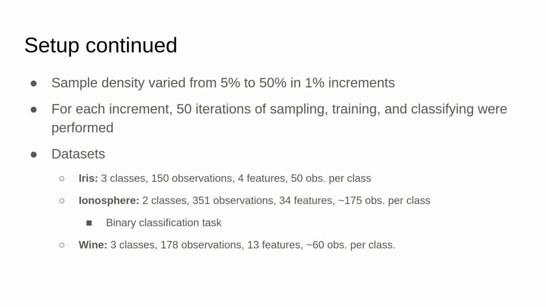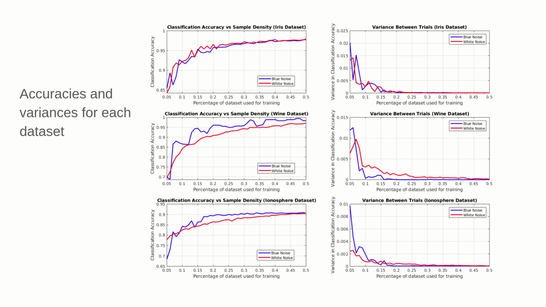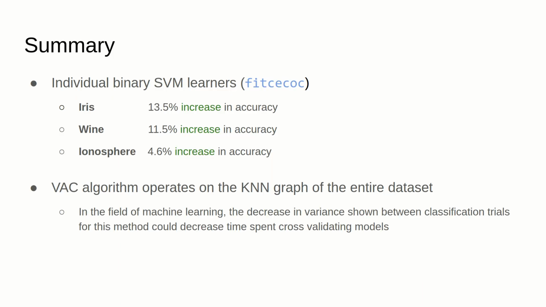This was just to get an idea of the improvement that we might see from using blue noise sampling for train test set selection. And here you can see the results are pretty decent. We get improvement across the board for the most part for classification accuracy, and also variance between trials for the Iris dataset at the top, Wine in the middle, and Ionosphere on the bottom. To summarize, we get a 13% increase in accuracy for Iris, an 11% increase in accuracy for Wine, and a 4% increase in accuracy for Ionosphere.